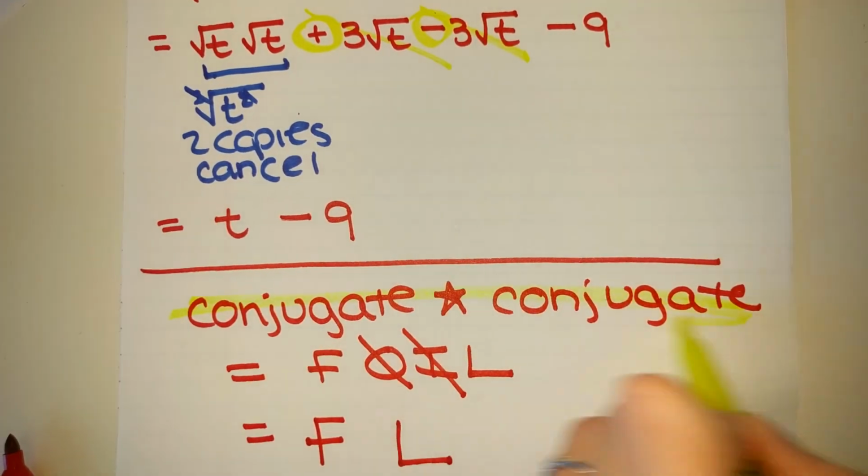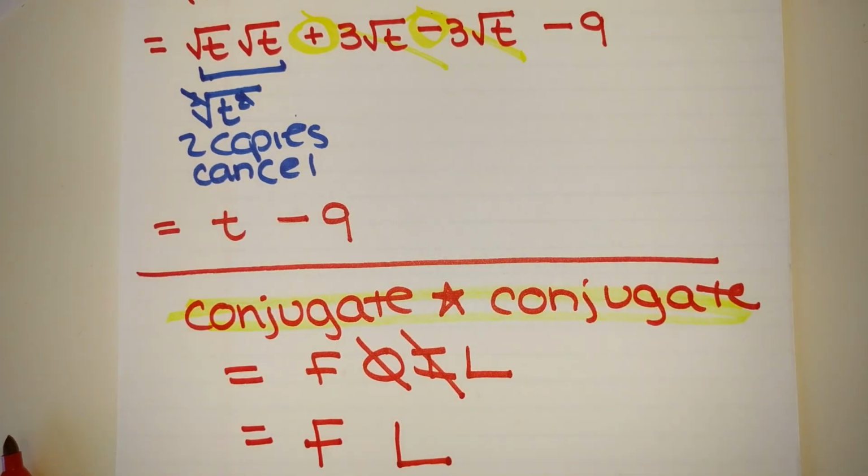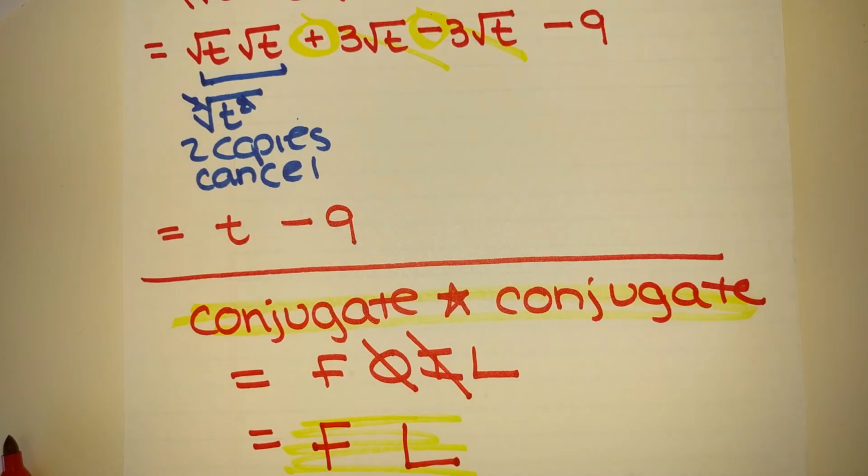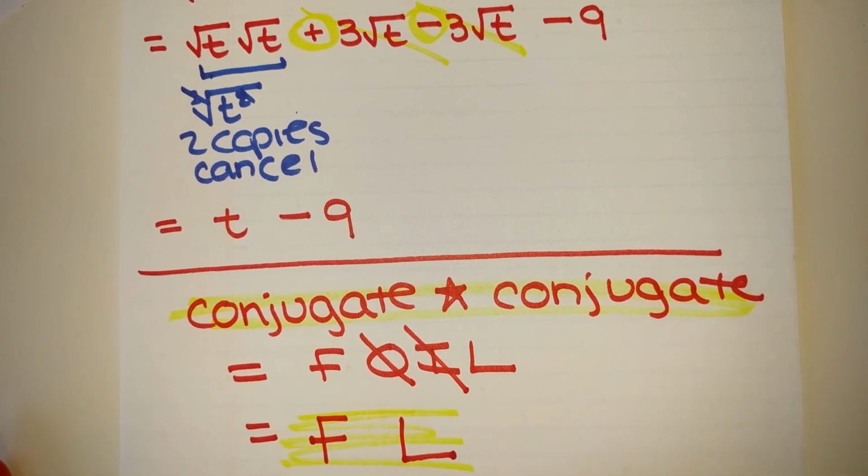So conjugate times conjugate, we're not doing the whole full FOIL, we're doing the first 2 multiplied together and the last 2. And we'll see how that's helpful in this next example that we're about to do. But for now, just remember conjugate, you change the sign in the middle, and it's not a full FOIL step, it's a Florida step. It's the first 2 multiplied together, the last 2 multiplied together.